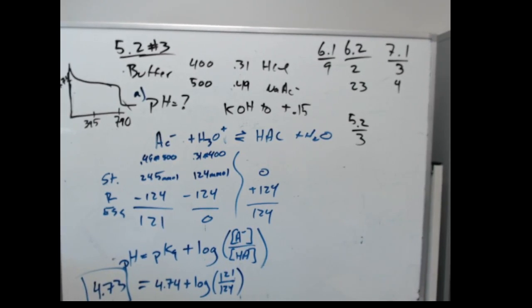So the real difference between weak acid, strong base, and strong acid, weak base is that when you put it into Henderson-Hasselbalch, it's kind of flipped from what you normally put in. Like I'm saying, the A minus is always on top.